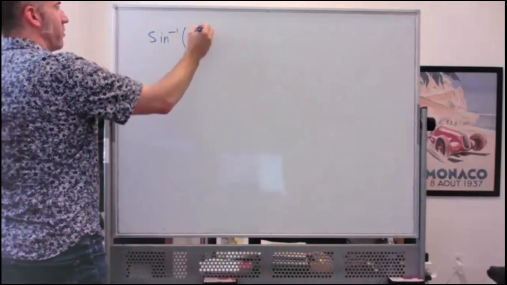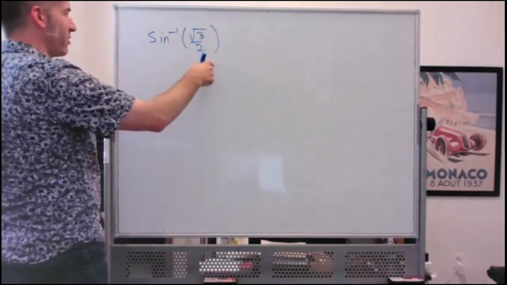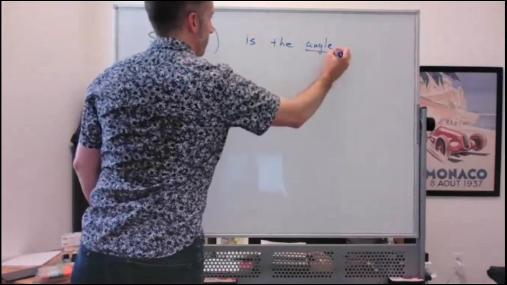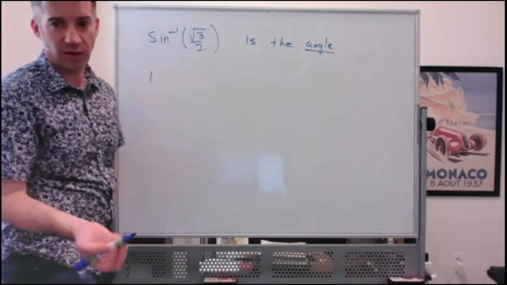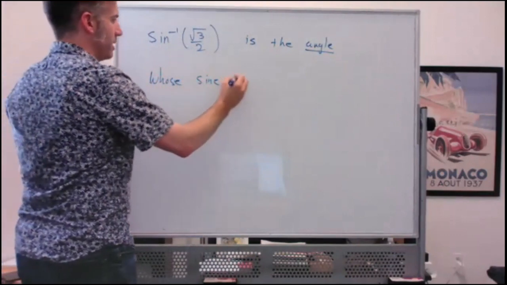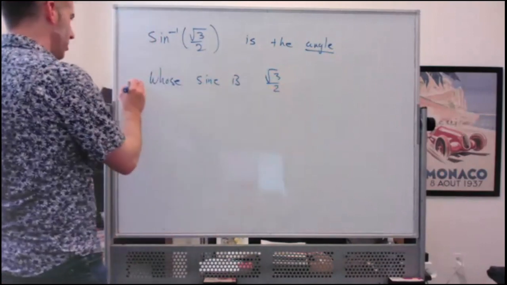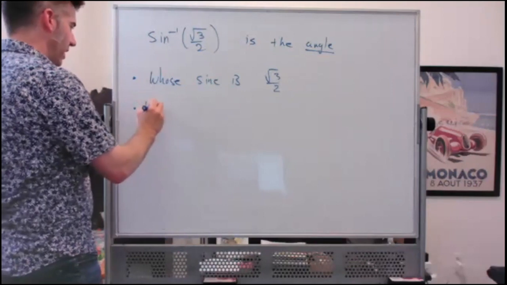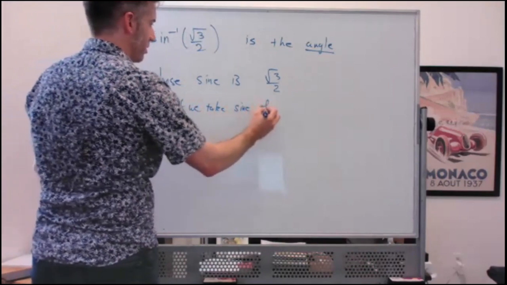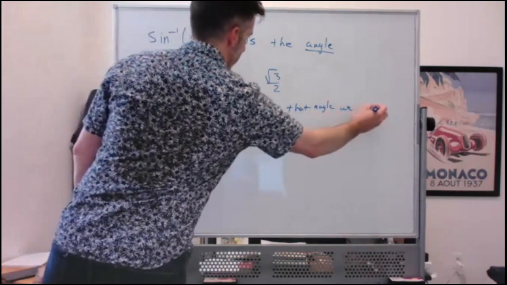So inverse sine of √3/2. In words, here's what this means. Inverse sine of √3/2 is the angle whose sine is the square root of 3 over 2. Or if you want to write more words, it's the angle that if we take sine of that angle, we get root 3 over 2.